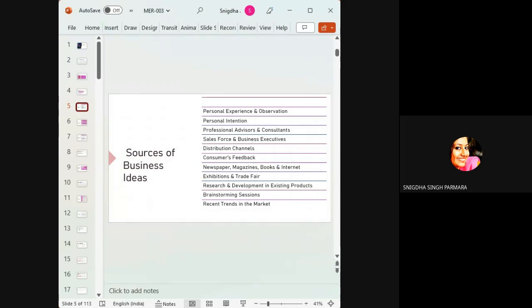So there are several trade fairs. Sometimes there is an automobile trade fair. Sometimes there is some innovation exhibition, or there could be anything else, electronic devices, or research oriented exhibitions. A lot of exhibitions take place around the whole of India or the whole world very frequently. So it is with these exhibitions and trade fairs that a lot of business ideas come into play.